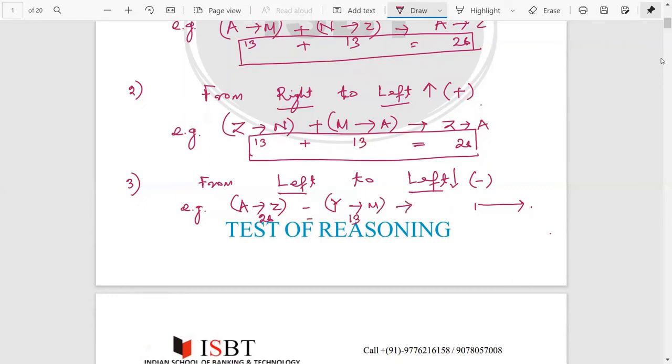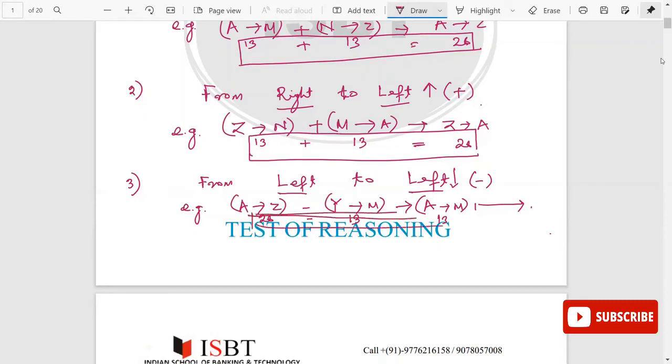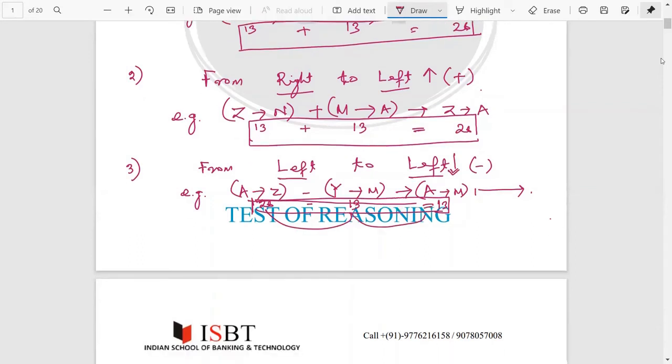Now I'm reaching A to Z, then Y to M. That means finally I am at A to M. How many letters from A to M? 13 letters. So we reach the conclusion that same direction, back to the same direction, means the number of letters will decrease. That should be minus: 26 minus 13 is equal to 13. I hope everybody understands.